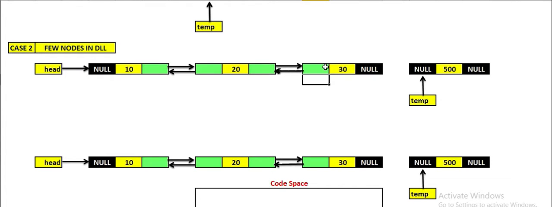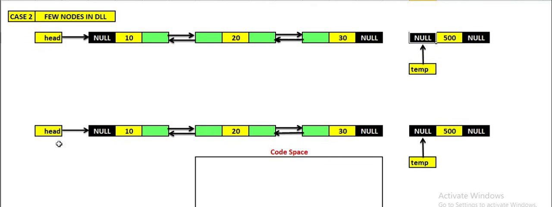Okay, so once we reach the last node, we have to make certain changes with the right link of the last node and the left link of the new node. Okay, so let us see what we are going to do. So we are going to make the changes here so you can understand what we want to do and what we have done.